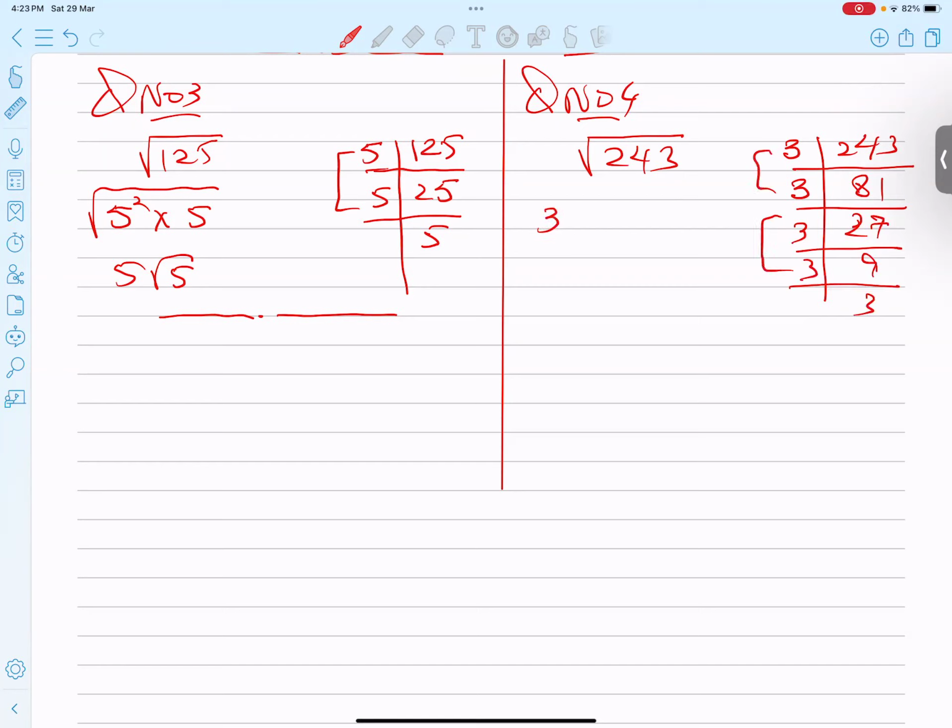So I got 2 pairs and one without a pair. So this is 3 alone, and this 3 alone, and 3 inside. And 9, I got 9 root 3. Okay, I hope you got the point.